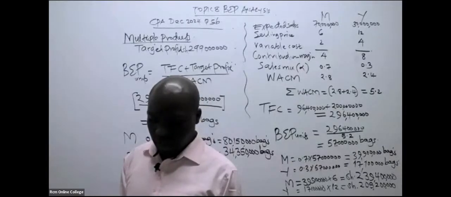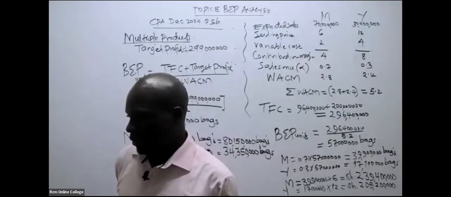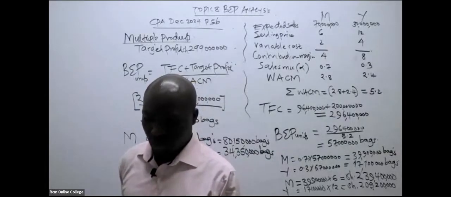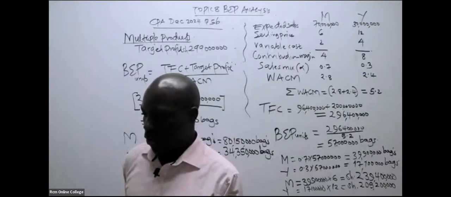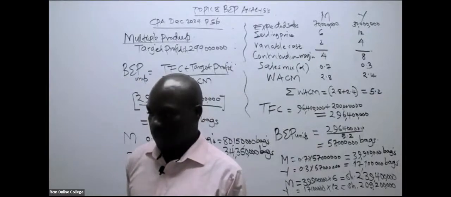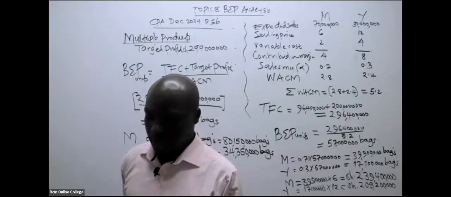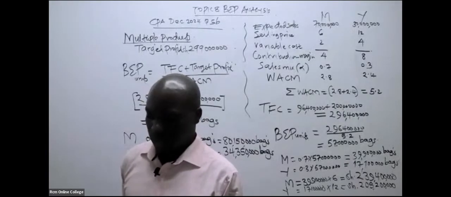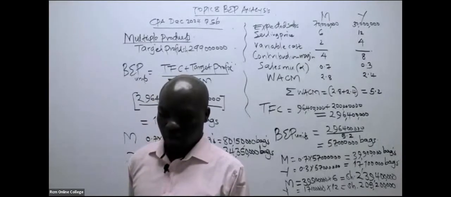Is it part of topic number 8? That is topic number 4. Question number 3B is topic number 4. Yes, CPA. CPA April 2024 has got a question under multiple products. Question number 3B of April 2024 CPA. You'll be able to get everything there.